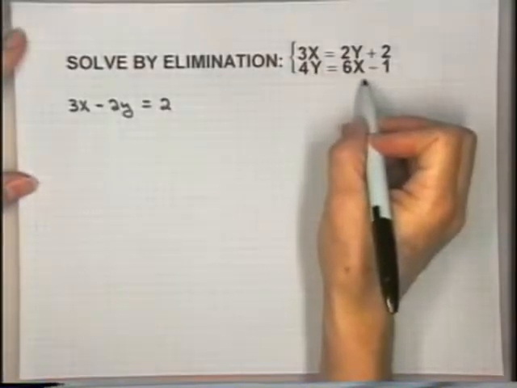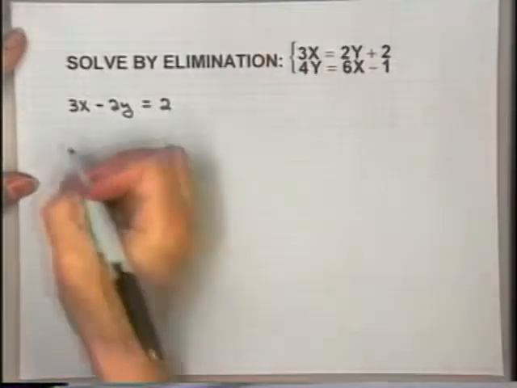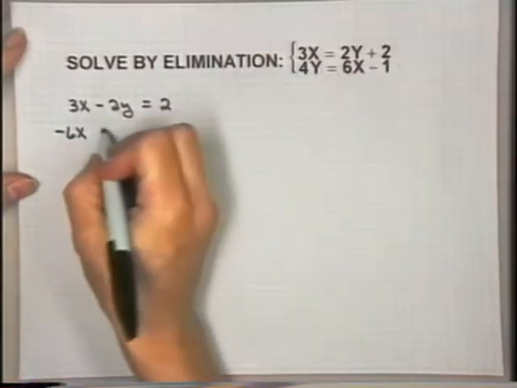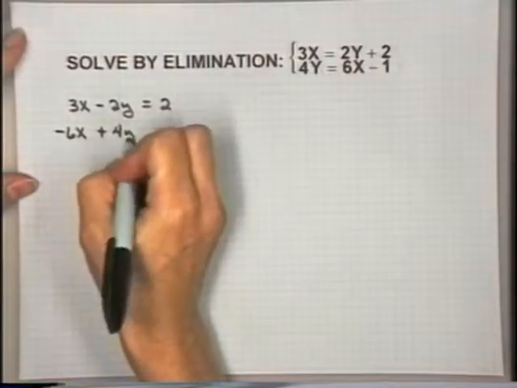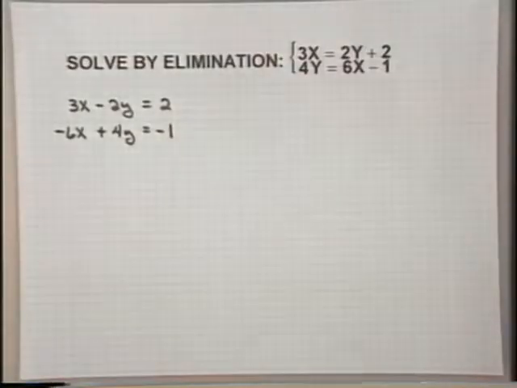Now notice in this second equation I have 4y here. I need the x over here, so I'm going to subtract 6x. That would be a negative 6x. This 4y is understood to be a plus 4y. And that leaves the constant negative 1 on the right-hand side of my equation. So now I have everything in the correct format.